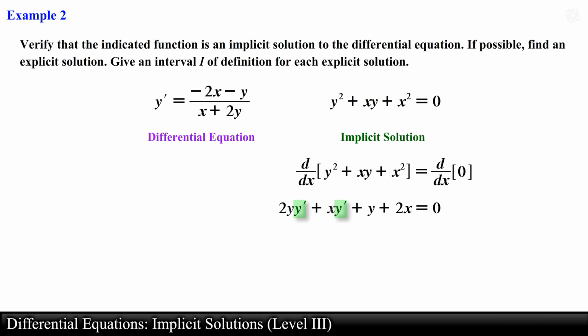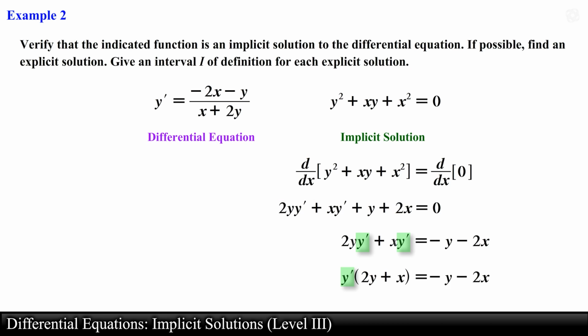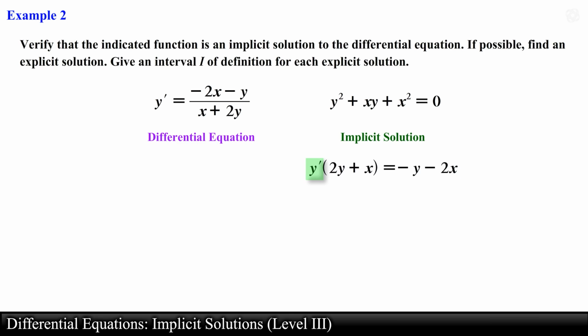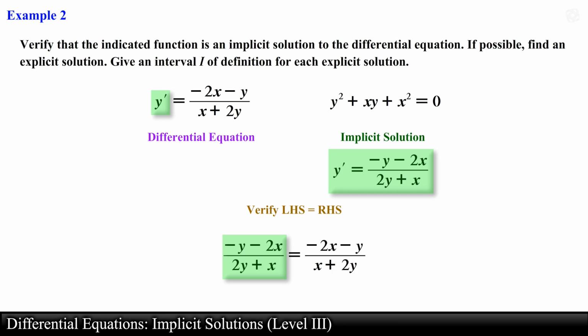To accomplish this, we're going to need to move all the terms containing y prime to one side of the equation, and the rest of the terms to the other side of the equation, as follows. Next, we go ahead and factor out the y prime term. From here, we solve for y prime by dividing both sides of the equation by the quantity 2y plus x, as follows. Having found the derivative of the implicit relation, let's substitute this expression into the differential equation. Substituting the expression, we see that this implicit relation is a solution to the differential equation.